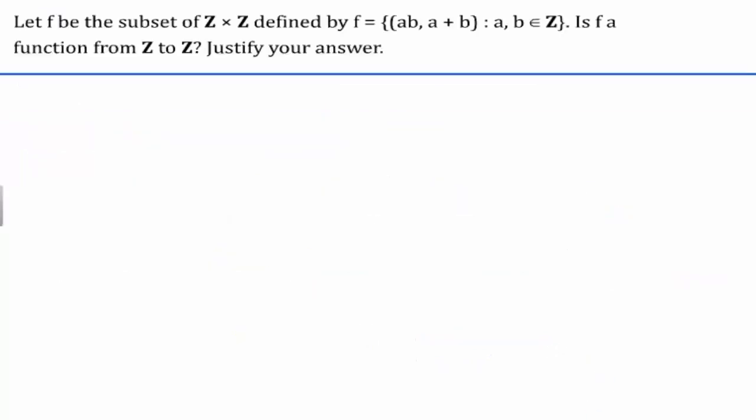In this question, it is given that f is equal to the set of ordered pairs (ab, a plus b) such that a, b belong to Z. It is also given that f is a subset of the Cartesian product Z cross Z. You have to say if f is a function from Z to Z. Also, you have to justify the answer given by you. Let's begin the solution of this question.